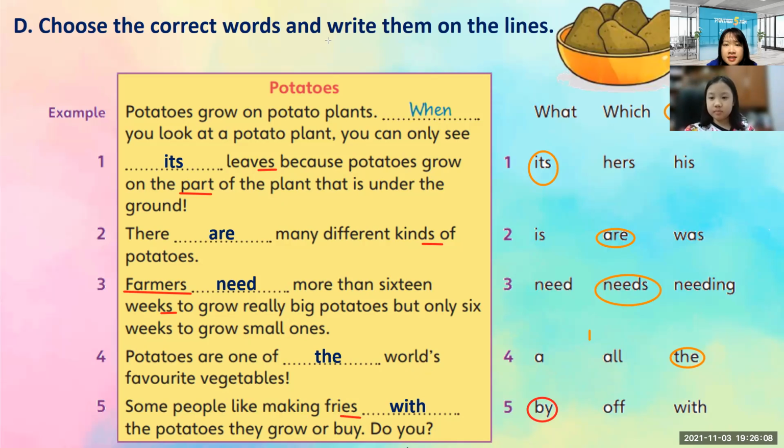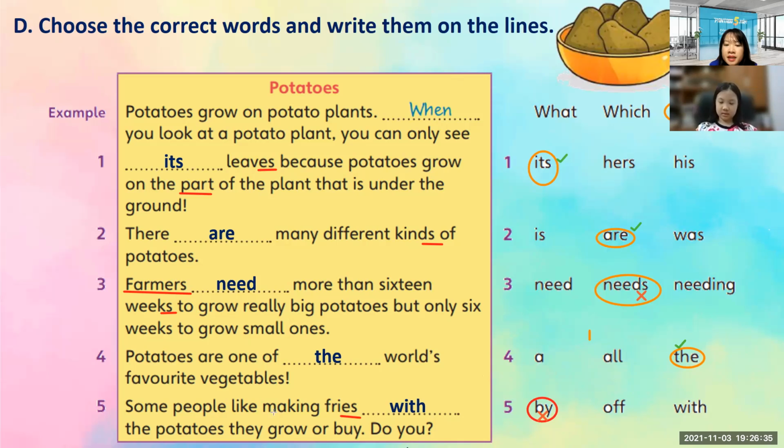Much better than the last time. But look at this one. So you got 1, 2, 3 right answers. And you have 2 wrong answers here and here. So look at this one. Actually, you see farmers. That means so many people. Yes. So we use the word need, not needs.